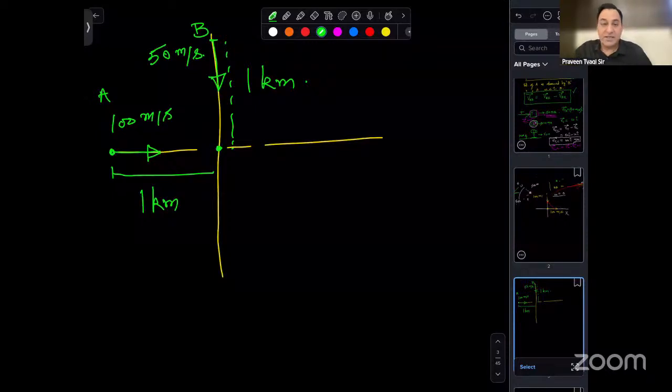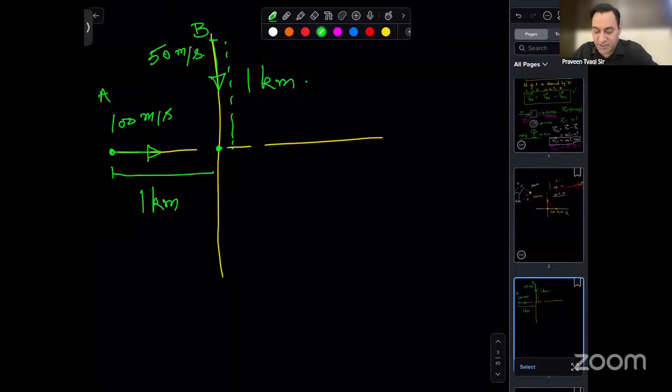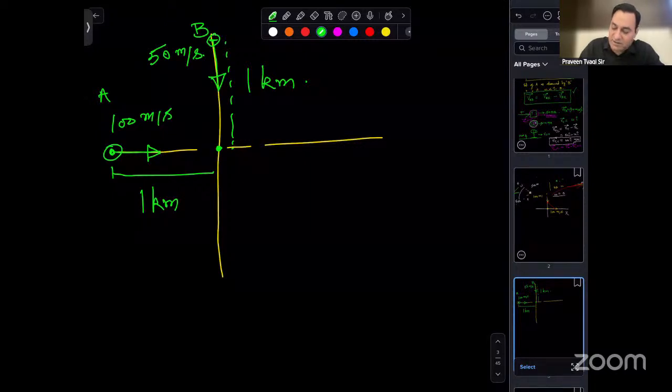This is easy. They both are at a distance of 1 kilometer from the origin initially at t equal to 0. A is here at t equal to 0. B is here. And A and B are moving in this direction. B is moving along the negative y direction with 50 meters per second. A is moving in the positive x direction with 100 meters per second. Each one was at a distance of 1 kilometer from the origin. Just answer, A or B, who will reach the origin first?